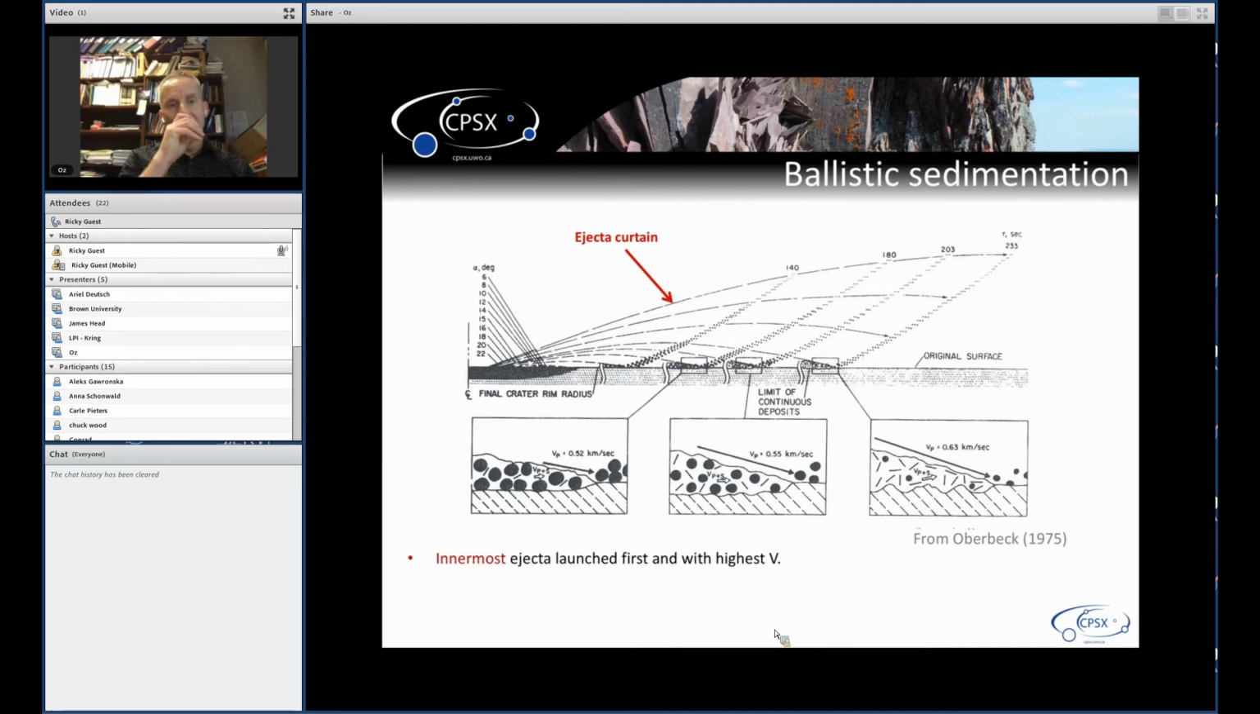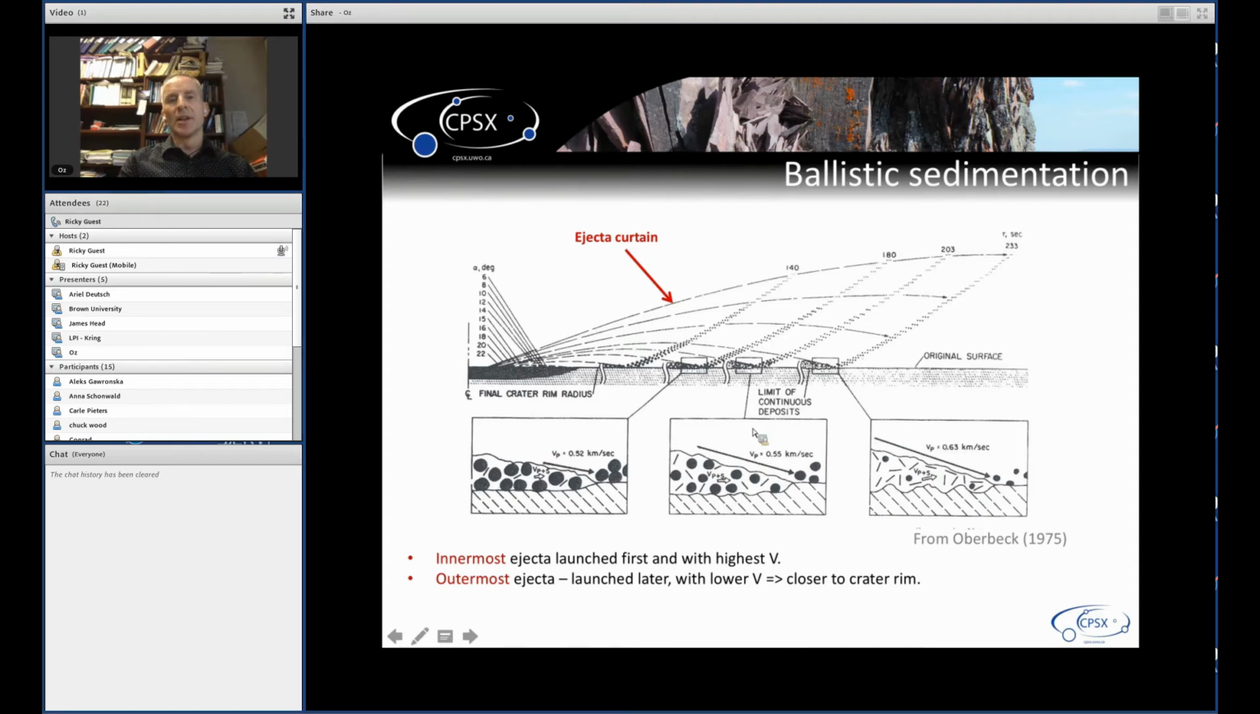So, what's going on here? You've got the final crater and the growing transient cavity on your left, colored in black there. The innermost ejecta is launched first with the highest velocity, and then the outermost ejecta of that transient cavity undergoing excavation is launched later and with lower velocity. That is then deposited closer to the crater rim. This explains why at places like Meteor Crater, you see not a perfect, but basically a rough overturned stratigraphy.